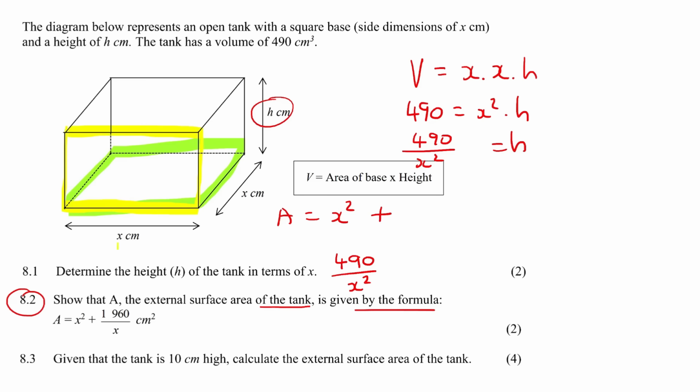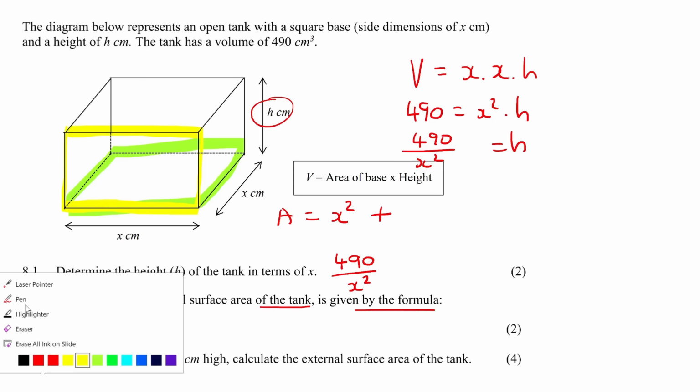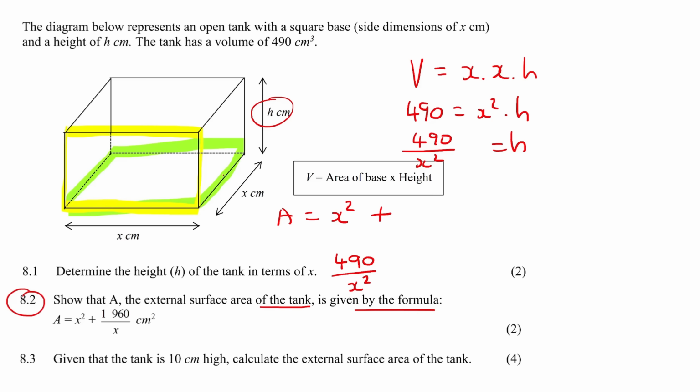But can you agree with me that there will be 4 of those? Because we're going to do the front, back, left, and right. So there's going to be 4 of those. And each one is going to be length times height, which is going to be x times h. So we're going to end up getting x squared plus 4xh as your surface area.